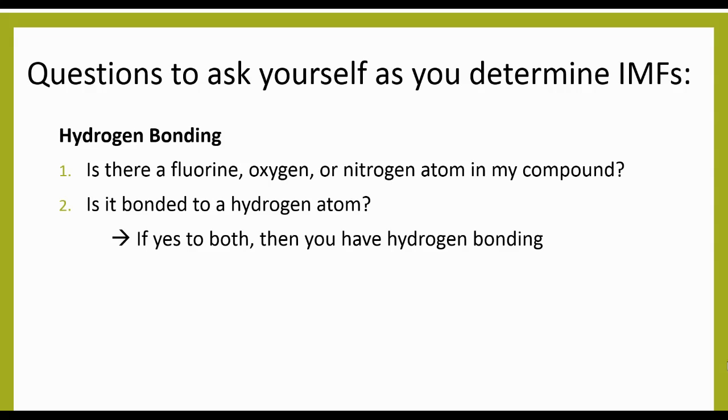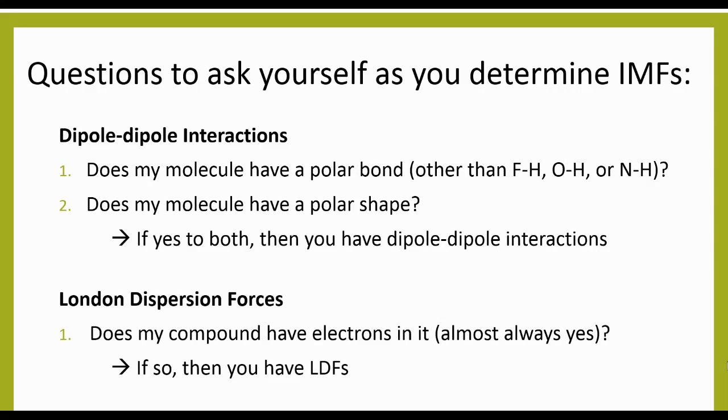If you do have one of those three atoms, you next want to check and see if a hydrogen is bonded to it. So is there a line connecting a hydrogen to a fluorine, an oxygen, or a nitrogen? If you say yes to both of those things, you have hydrogen bonding. For dipole-dipole interactions, you first want to ask yourself, does your molecule have a polar bond? Now, specific thing here, we want to see if it's something other than a fluorine, oxygen, or nitrogen hydrogen bond. That's because those three things mean that we have hydrogen bonding and we don't want to double dip.